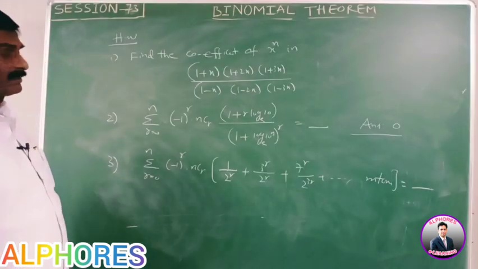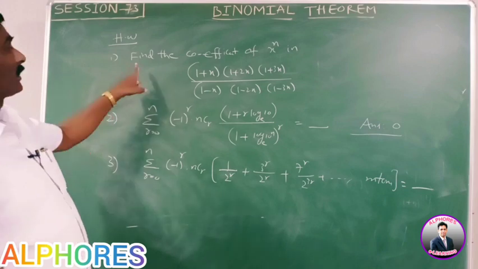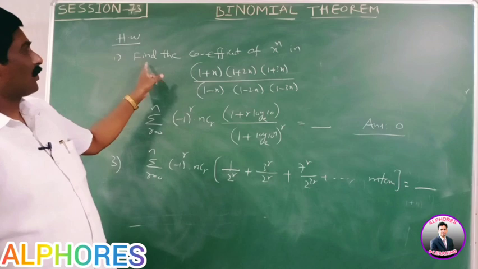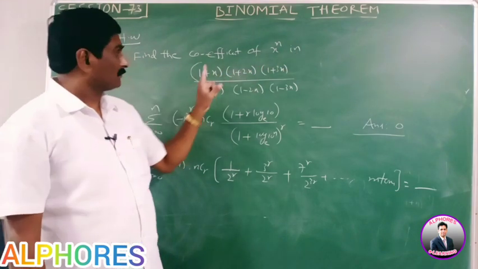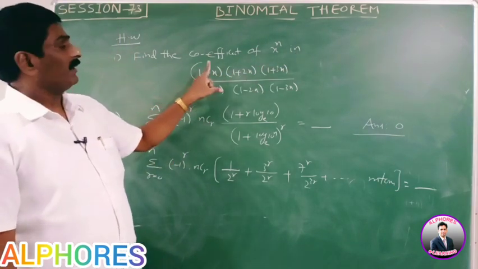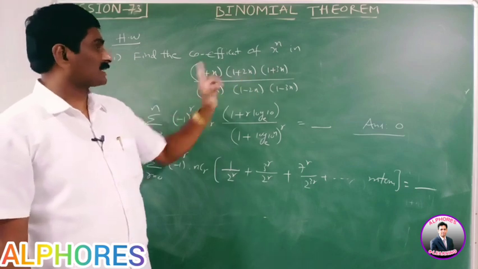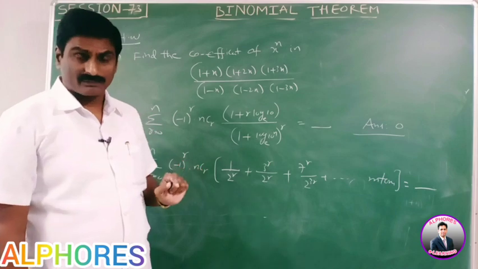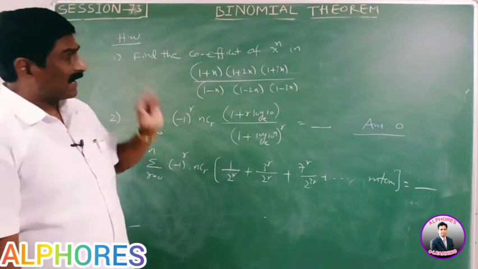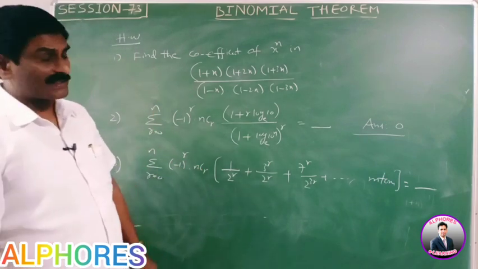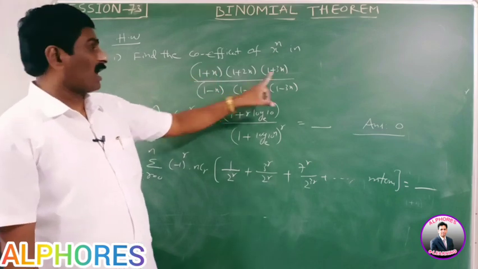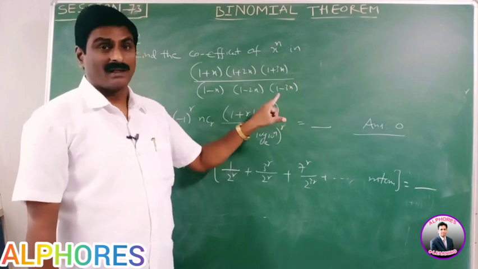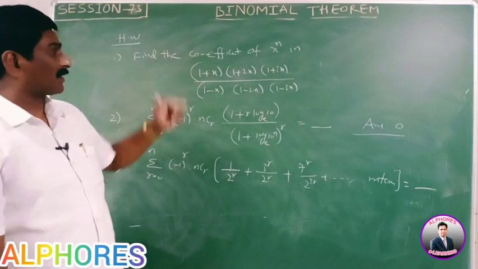Please write 3 homework problems. First one, find the coefficient of x power n in (1 + x)(1 + 2x)(1 + 3x) divided by (1 − x)(1 − 2x)(1 − 3x). In this case, we find the coefficient of x power n by using partial fractions. Here it is improper, so constant plus A by (1 − x) plus B by (1 − 2x) plus C by (1 − 3x). And by using the binomial expansion, we find the coefficient of x power n.